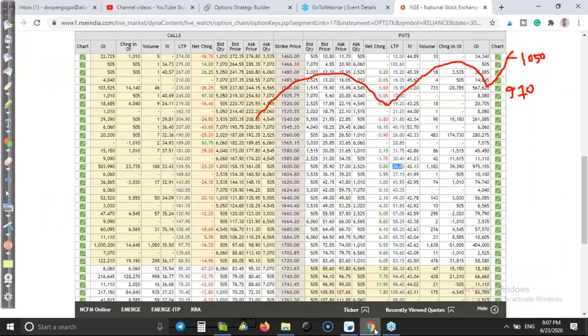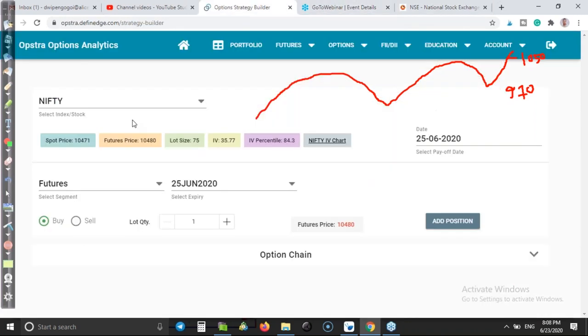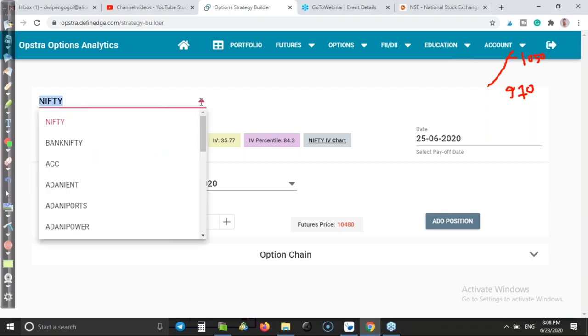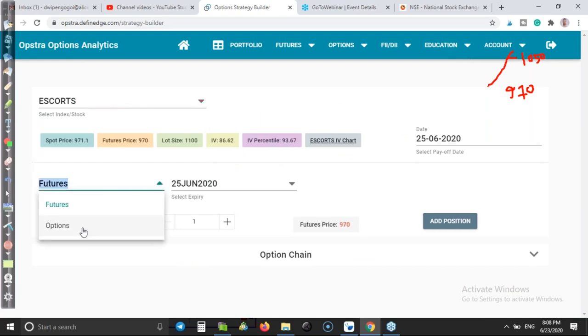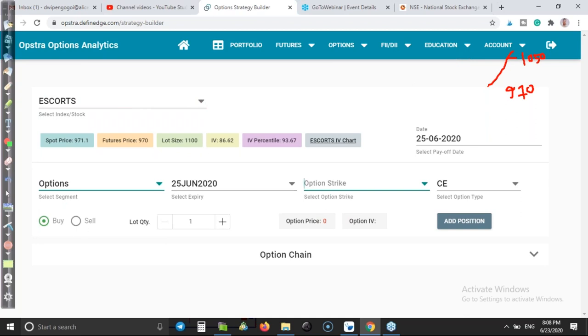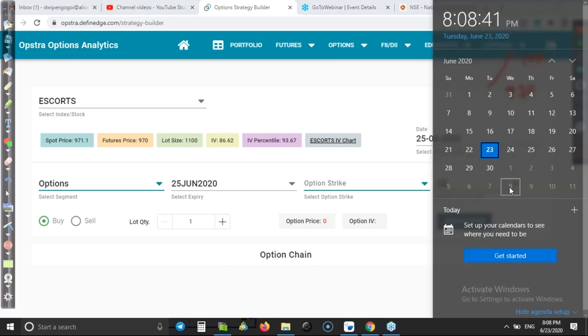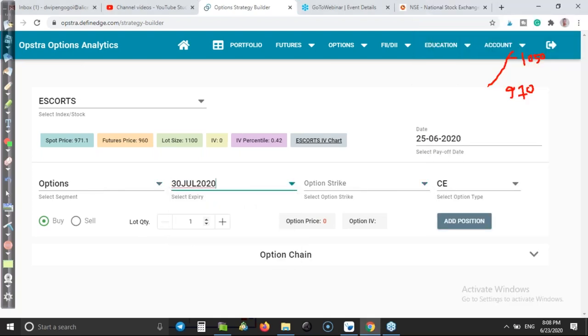Let's see how it looks. Let me use the option strategy builder. Let me remove this one. We are hoping that price will go up. This is in the money right now. Let's check Escorts. We don't want a future, we need an option. Right now it's 25 June and we have only 2 days left on this expiry, so we are going to buy next month's expiry, 32 days of time. That is why we are buying 30 July.